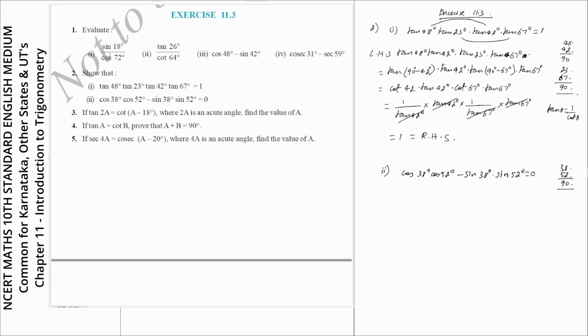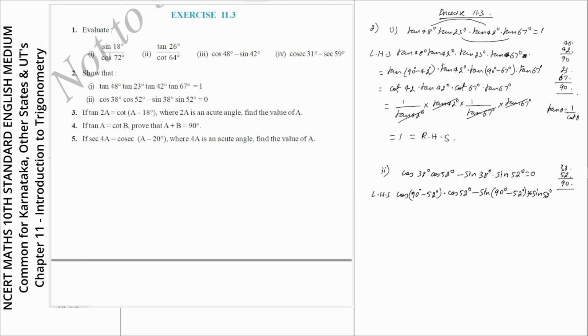So they are complementing. So that means now left hand side I can write cos 38 degree as cos of 90 degree minus 52 degree into cos of 52 degree, I'll write as it is. Now sin 38 degree, sin of 38 degree I can write as sin of 90 degree minus 52 degree into sin of 52 degree as it is.